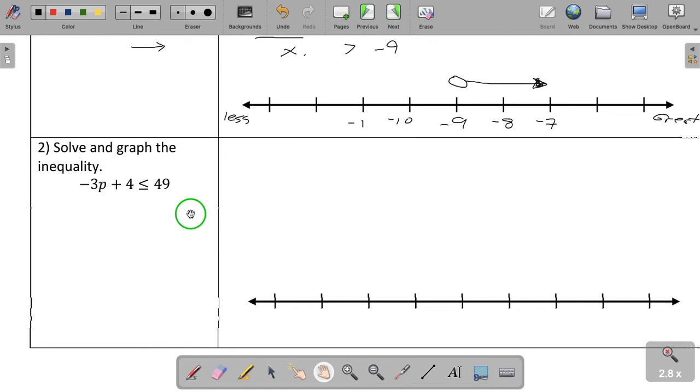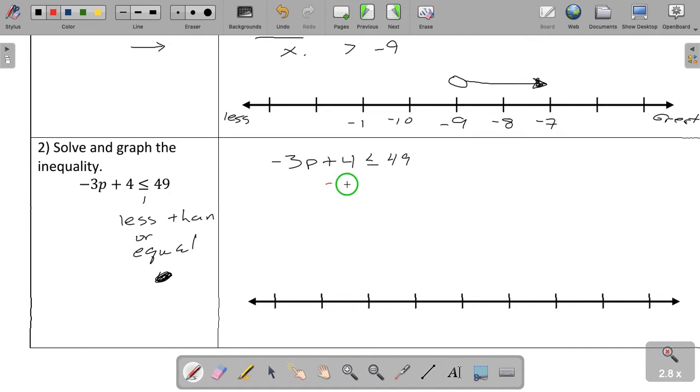Next problem. Negative 3p plus 4 less than or equal to 49. Okay, this is less than, which means it's going to be a closed circle. So again, if I want to get rid of the negative 3 and the 4, the first thing I'm going to work on is that minus 4.